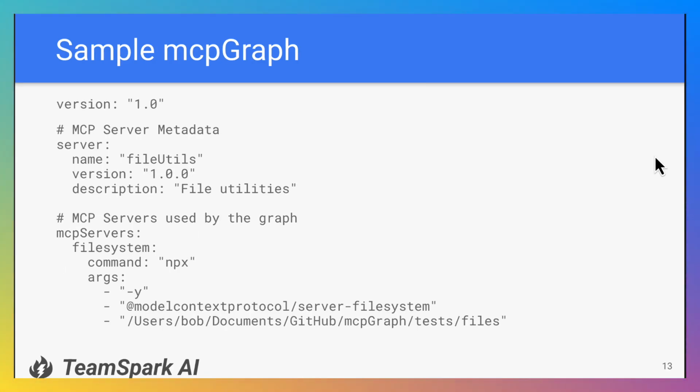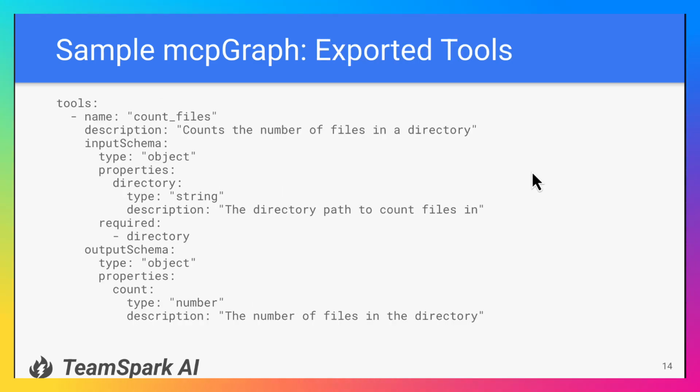So what do these files look like? It's a YAML file. It's going to have a version. It's going to have this MCP server metadata, which is exactly the same metadata structure as in the MCP spec for server metadata. It's going to have an MCP servers config, which is the exact configuration you would have in any kind of agent that had MCP servers configured in it. So these are the MCP servers that the nodes can use to do their work. And it's going to have tools that it exports.